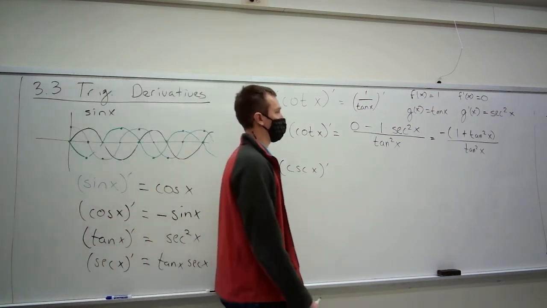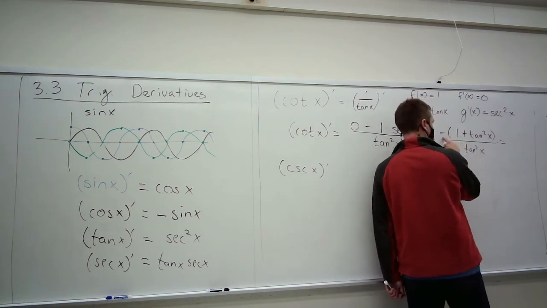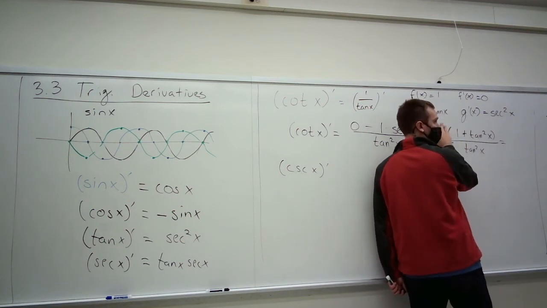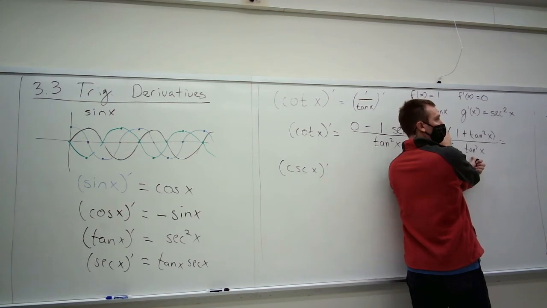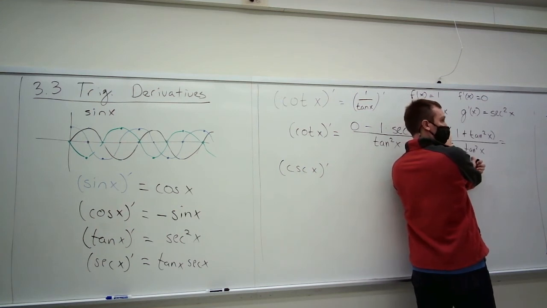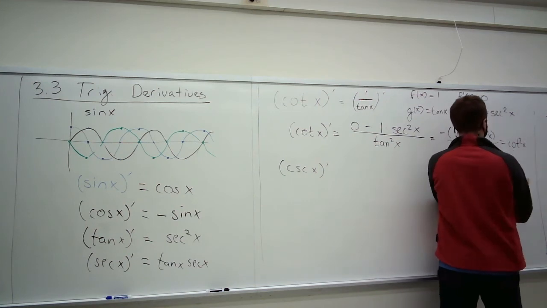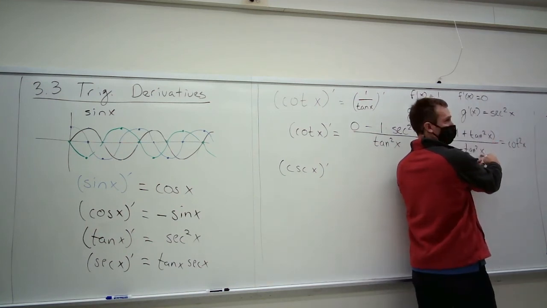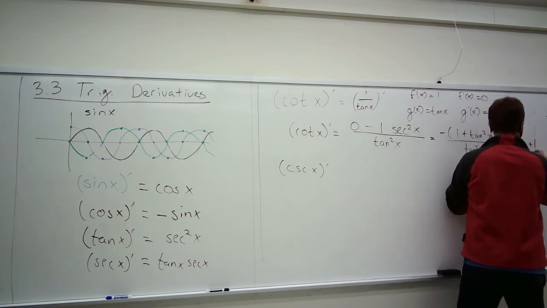That fraction simplifies quite a bit. Negative here, so we're going to put that back in the end. For now, let's concern ourselves with simplifying. 1 over tangent squared is the same as cotangent squared. Tangent squared over tangent squared is 1.